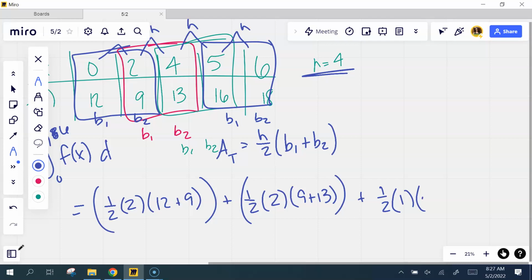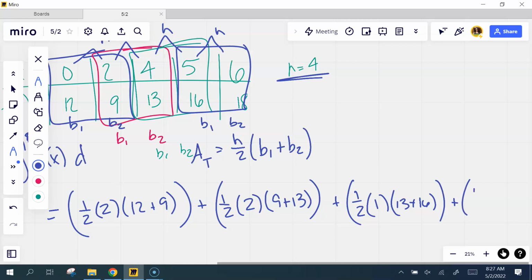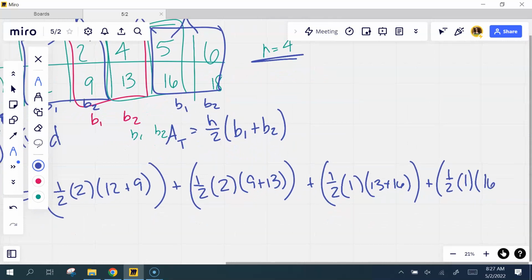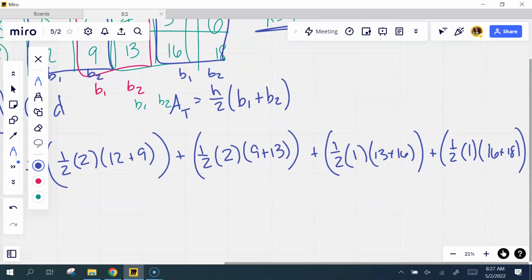1/2 times 1 times, and then we got 13 plus 16. That's 1, 2, 3. We have one more. 1/2, 1 times 16 plus 18. So yes, Noah, we cancel here for those.